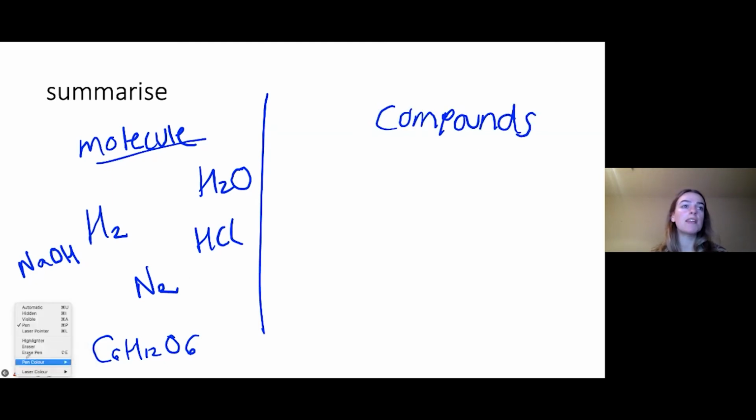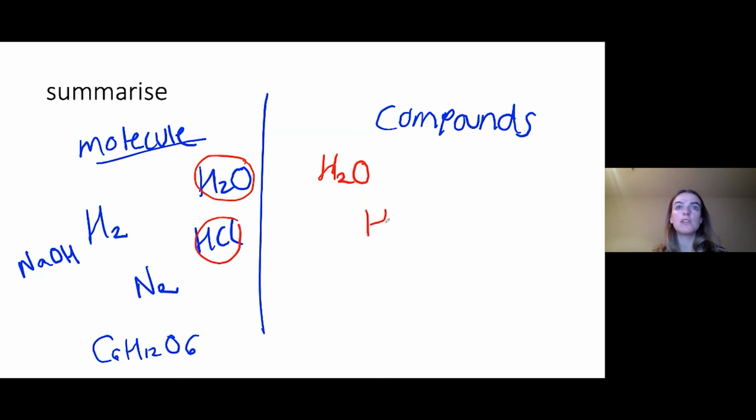So have a think now which ones you would circle, which would be considered compounds. Don't need to say anything. Don't need to do anything. Just think. And what you can say is compounds should be things with different elements in them. This has hydrogen and oxygen, so this is a compound. H2O. HCl, is that a compound? Does it have two or more different elements? Yes, hydrogen and chlorine, HCl.